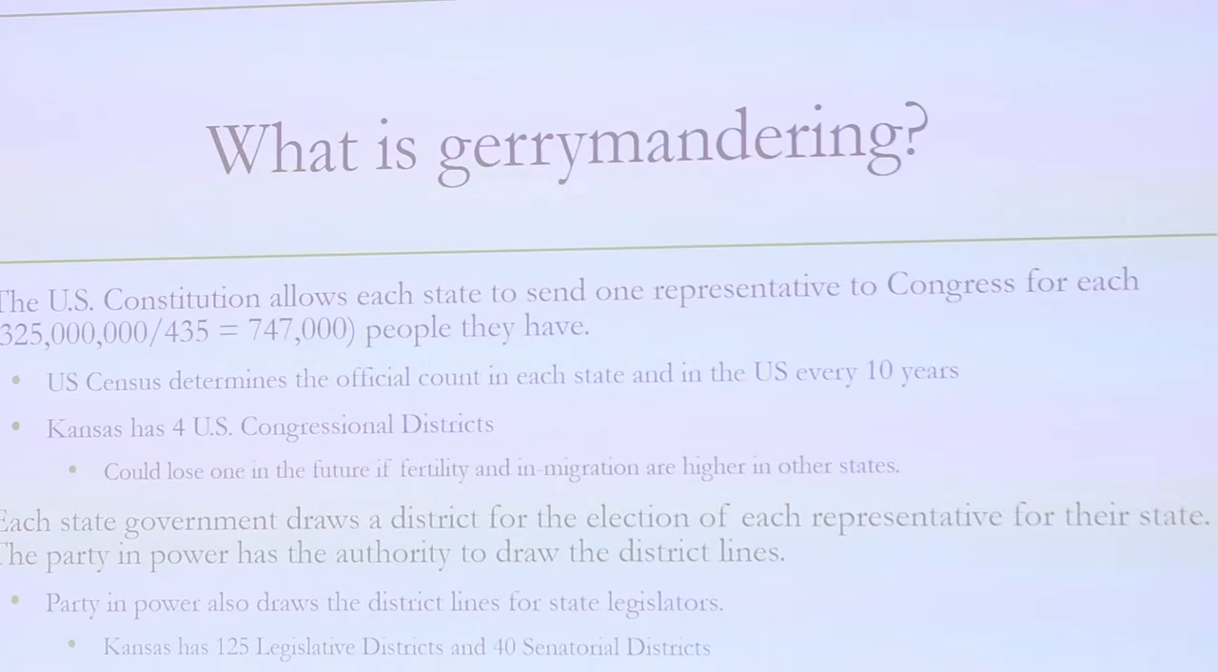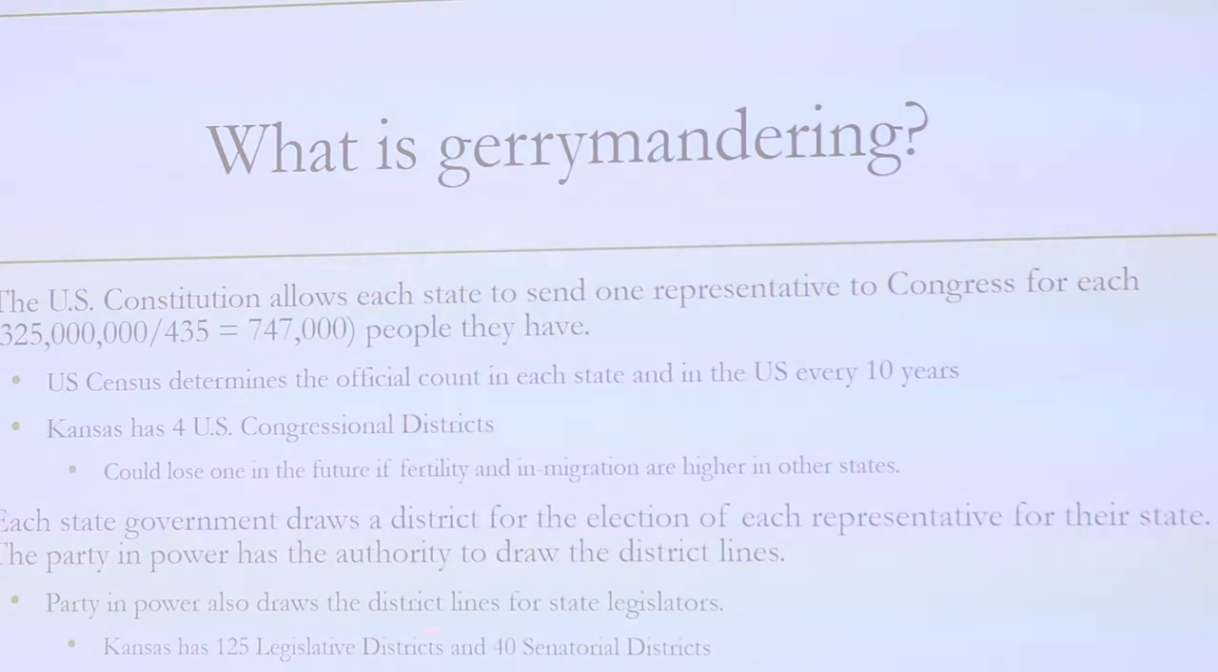So each state government, after the census has been done and they've calculated and assigned the number of seats that each state gets, is responsible for drawing a district for the election of each representative for each one of those districts they've been assigned. And the typical norm has been that the party in power has the authority to draw these district lines, and this really hits at the root of why gerrymandering is possible.